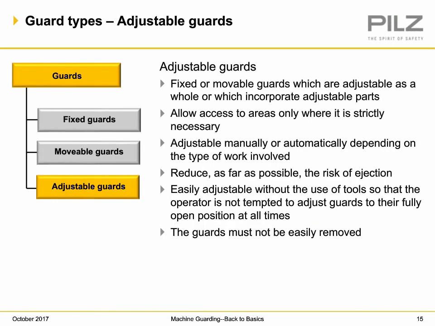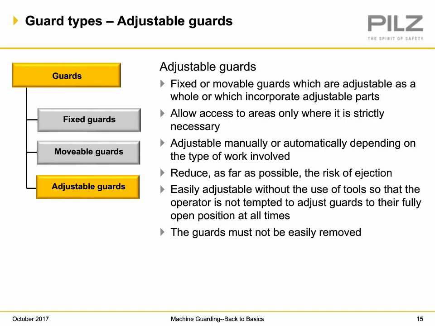Adjustable guards. These are fixed or movable guards which are adjustable as a whole or which incorporate adjustable parts. They allow access to areas only where it is strictly necessary, adjustable manually or automatically depending on the type of work involved, and reduce as far as possible the risk of injury. They're easily adjustable without the use of tools so the operator is not tempted to adjust guards to their fully open position at all times. Guards must not be removed.